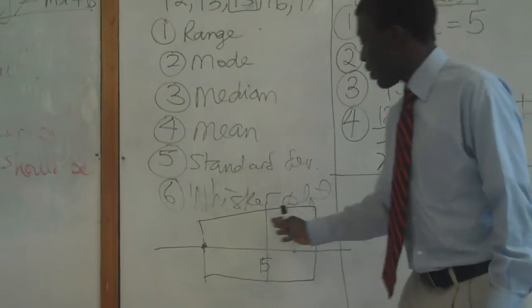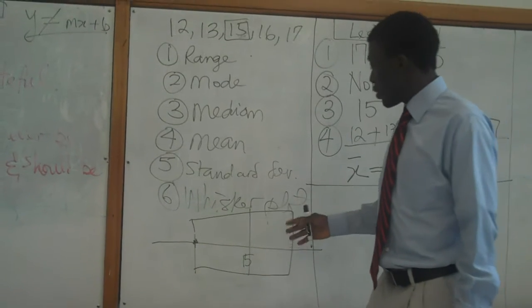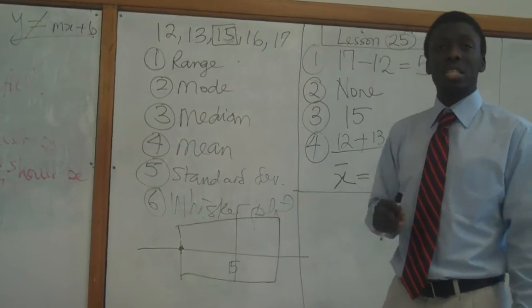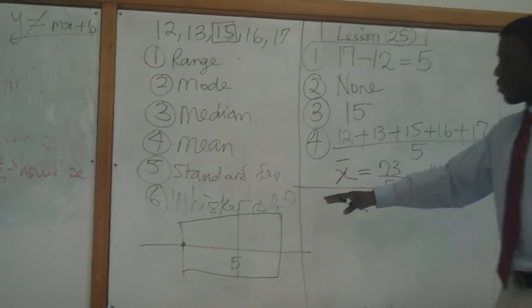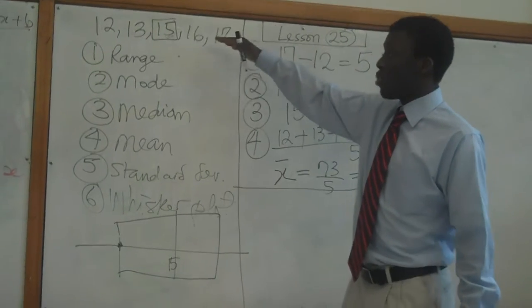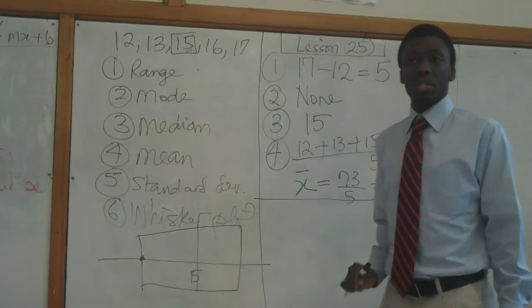You have your lower quartile, you have an upper quartile. This is the basic gist for a whisker plot. Your book gives you details of this in lesson 25. So if there's any questions, let me know. But that's not a problem at all. You just need to make sure you know how to do these, and that will come easy.